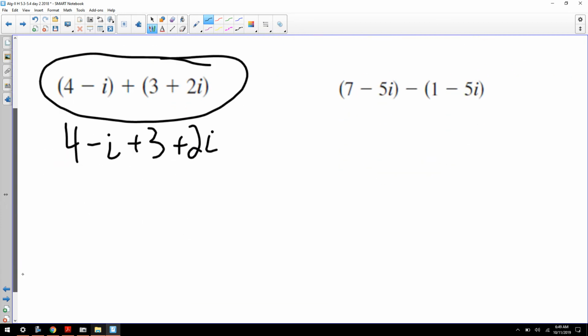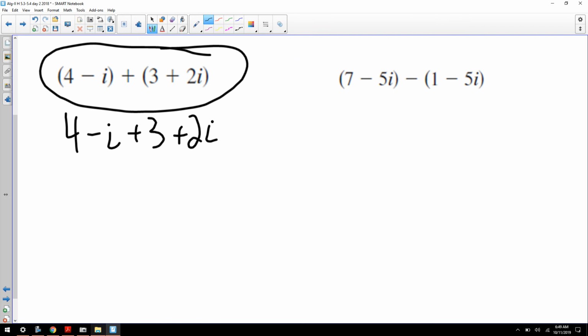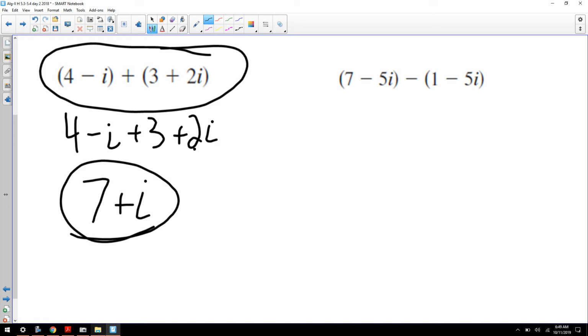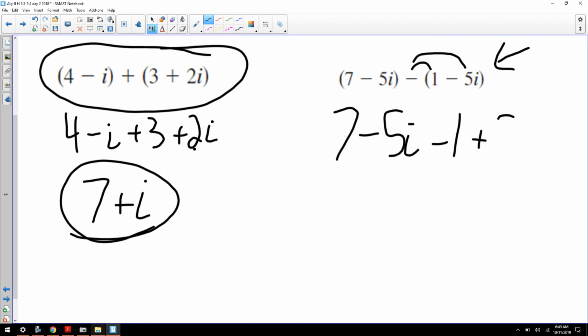I know this is really tough, but I'm sure you can figure this out. 4 plus 3 is 7. Negative 1i plus 2i would be 1 positive i. And that's it. On the negative one, make sure you distribute the negative. That's where most of you will make your mistake. You will forget about the distributive property. So 7 minus the 5i minus 1 plus the 5i gives you 6.